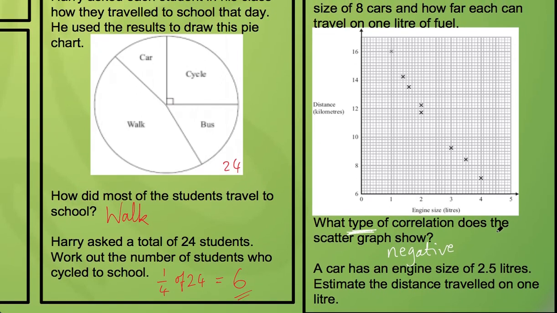And finally, a car has an engine size of 2.5 litres. Estimate the distance travelled on 1 litre. So I'm going to have to draw in a line of best fit. Always draw in the line of best fit. Engine size of 2.5 litres. And I just draw off from the graph that is about 11. So 11 kilometres. Always draw it on the line to show where you're estimating. And that is the end of that data handling worksheet.